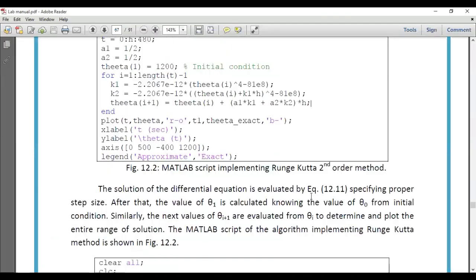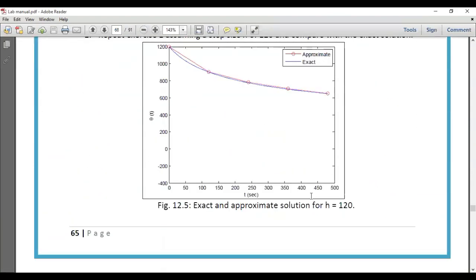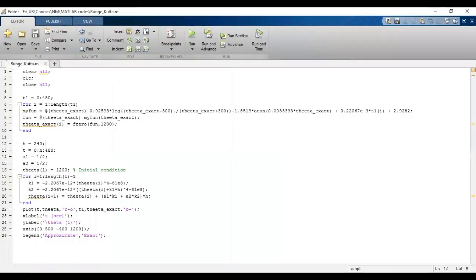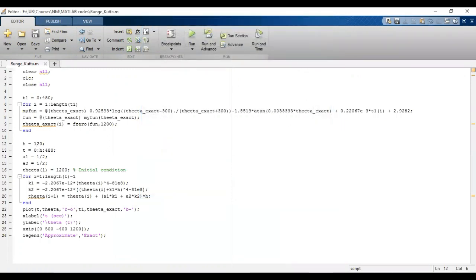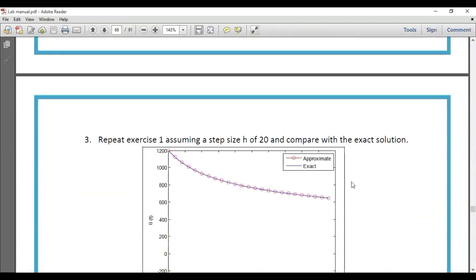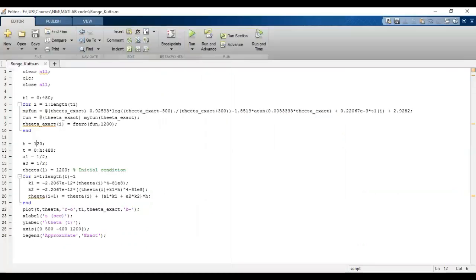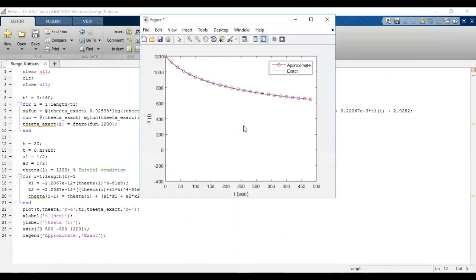And now let's reduce the step size to 120. Okay, so as long as I reduce the step size, my numerical solution will go closer to the exact solution. So let's run this file again, and here you can see the approximate and exact solution are closing with each other. We can further reduce the step size, okay, to 20. So let's make it 20 and run this file. Now you can see that the exact solution and the numerical solution both are lying on top of each other.